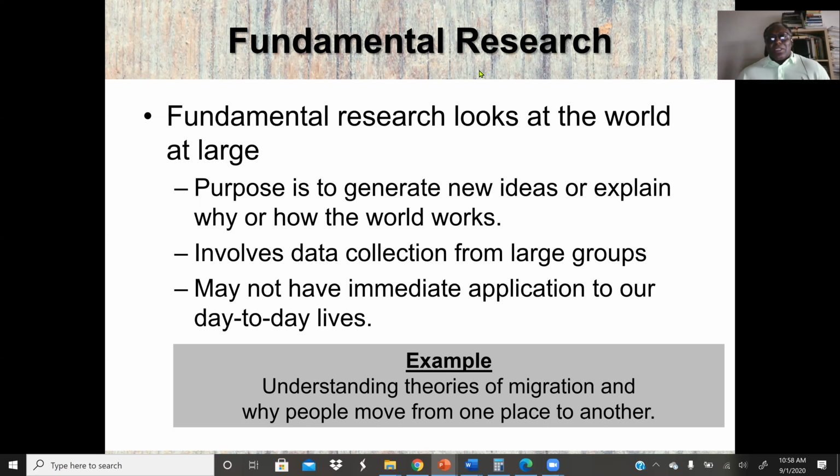So first again, fundamental research. We say fundamental research looks at the world at large. The purpose is to generate new ideas or explain why or how the world works. And it involves data collection from large groups, and may not have immediate application to our day-to-day lives. So this is the big difference between a candidate who is doing a PhD in medicine or a medical degree. Also in computer science, we have those two types of degree.